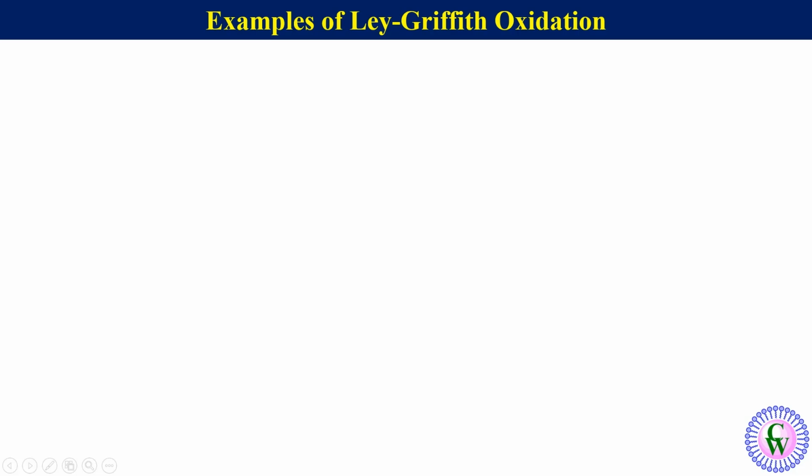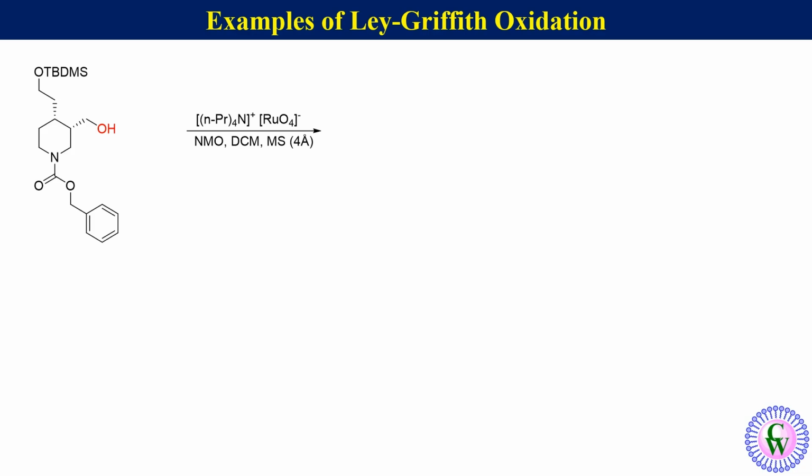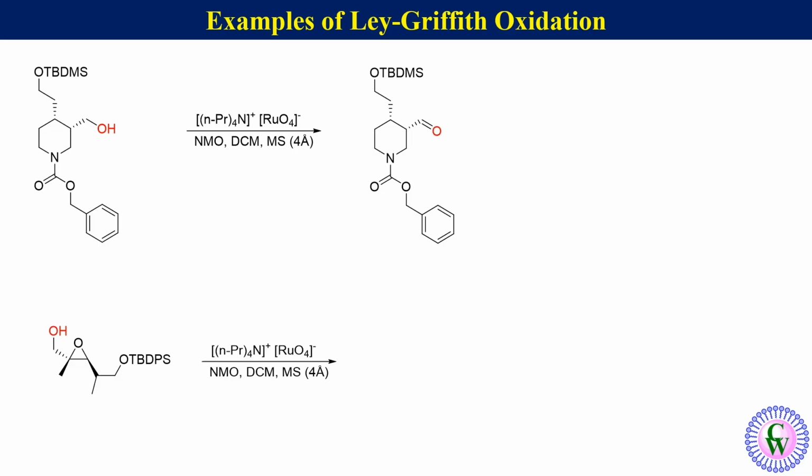Now let's have few examples. This is a piperidine derivative with primary alcohol group. When it is oxidized under Ley-Griffith oxidation condition, produces corresponding aldehyde. Another example, it also has primary alcohol. So when it is oxidized under Ley-Griffith condition, produces aldehyde.